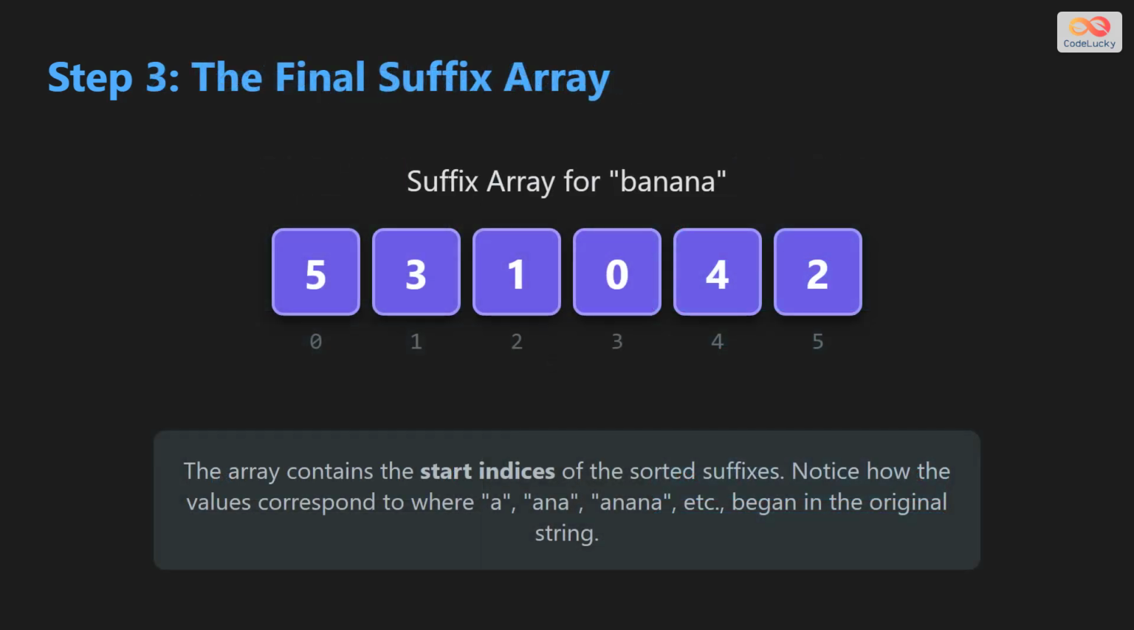This gives us our final suffix array. The values are 5, 3, 1, 0, 4, and 2. This sequence tells us that the smallest suffix starts at index 5, the next smallest at index 3, and the largest suffix starts at index 2. This array is the key to performing fast searches.